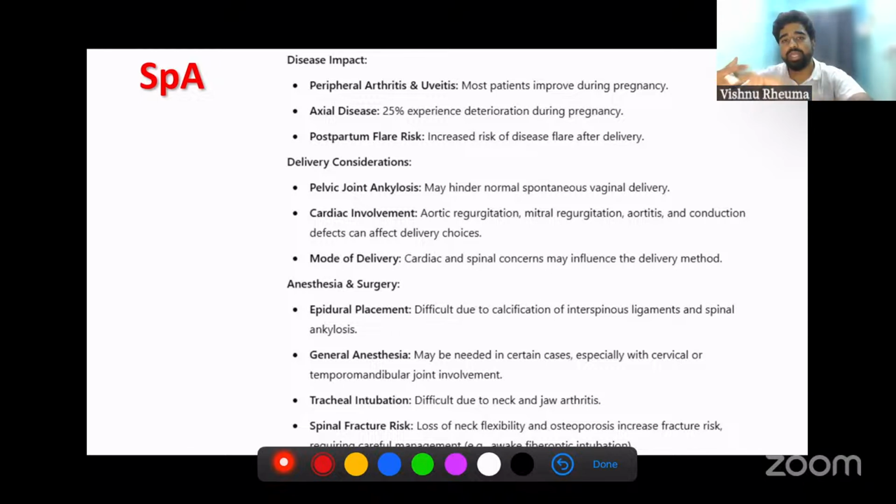The peripheral component will act similar to your RA, your peripheral arthritis, which will improve during pregnancy, while your axial disease will worsen. To remember this, peripheral versus axial: axial, you're bearing your weight on your spine, right? So in pregnancy, weight will increase, and then axial disease will worsen. So mainly here, in spondyloarthropathy, you have to see how the disease is impacting pregnancy.